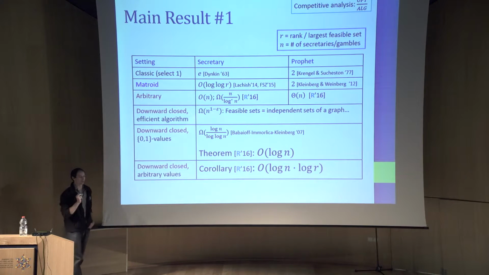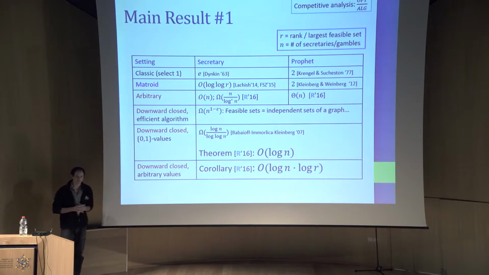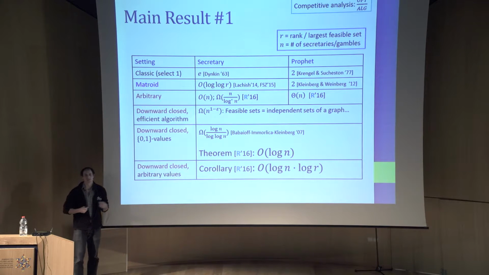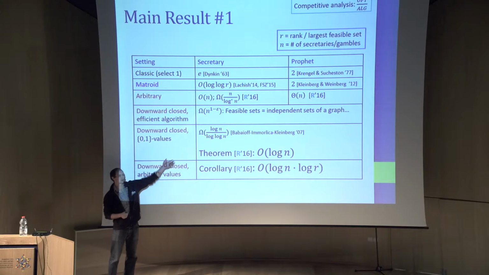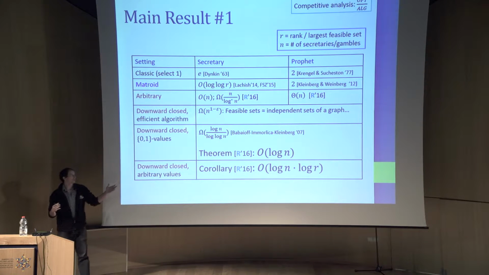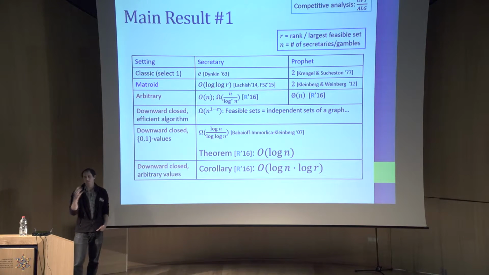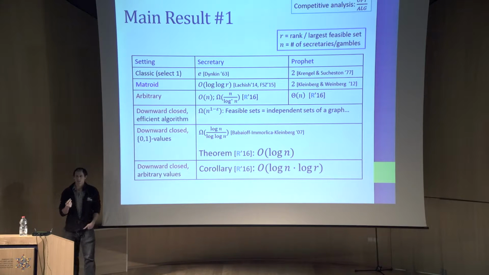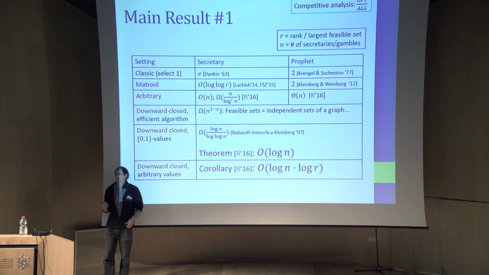Okay, so let me mention, this lower bound holds even for 0-1 valued. So even if each secretary or each gamble has a value that's either 0 or 1, and we get a nearly matching order of log n competitive ratio, and by a trivial reduction for general values, we lose a factor of log R. What is R? Sorry, n is the number of secretaries. R for a matroid is the rank of the matroid, or for a general feasibility constraint, it's the size of the largest set. So in this lower bound, for example, R is logarithmic in n.